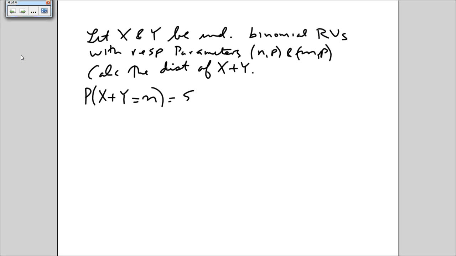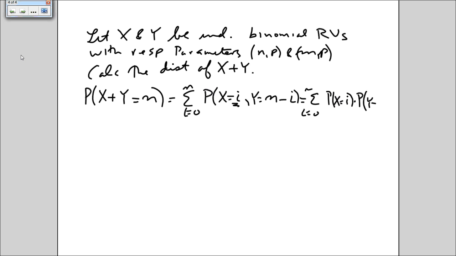So like before, it's the summation of the probability that x is i, and y is everything except what x is, and i goes from 0 to n. Why? Because x starts at 0. X can be 0 and y can be n, or x can be n and y would be 0. But since they're independent, this is the summation as i goes from 0 to n of the probability that x is i times the probability that y is n minus i.